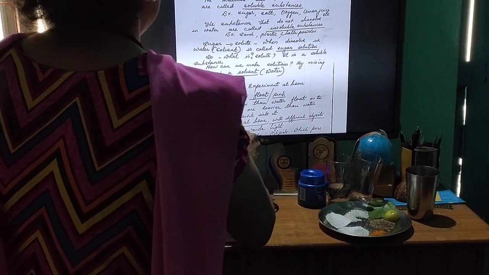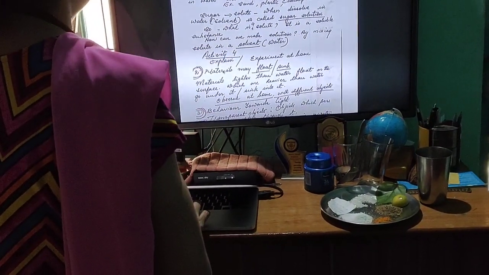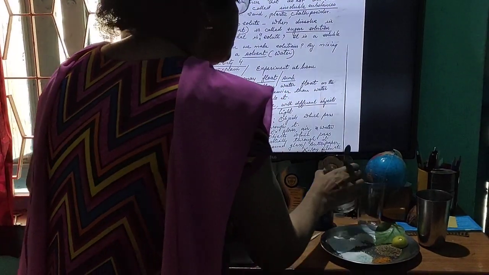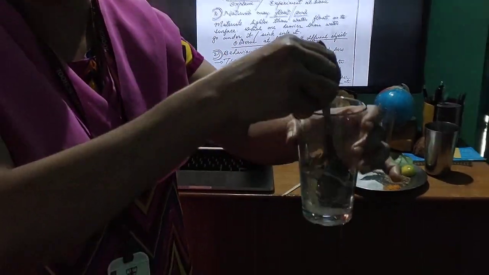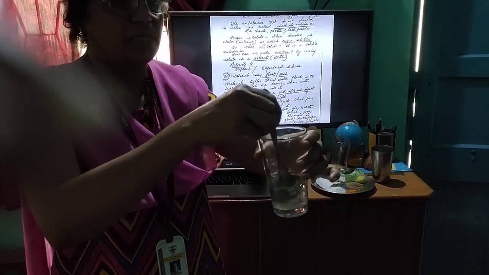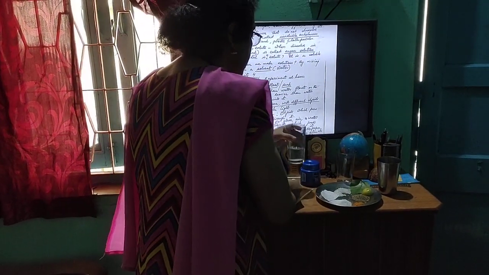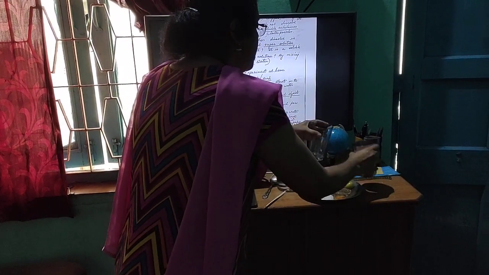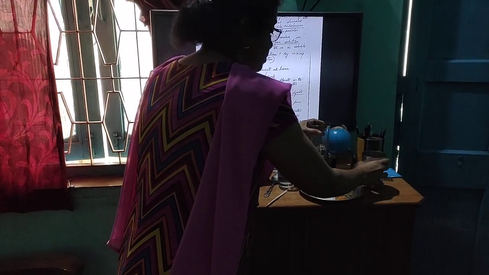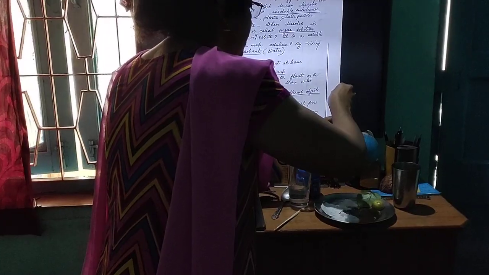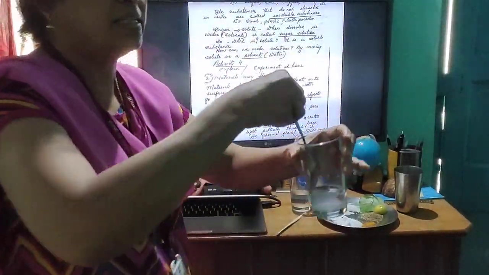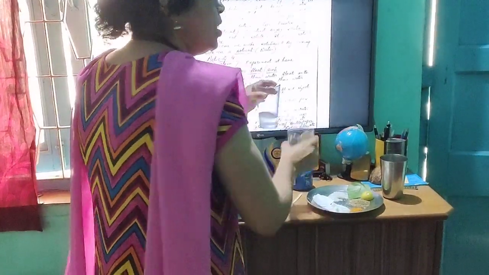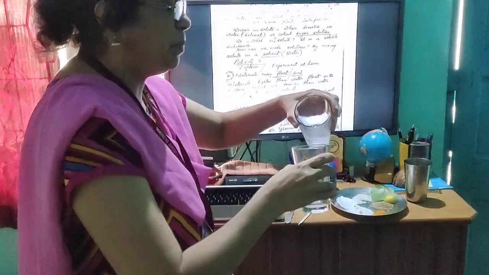Now you have an activity on page number 51. The activity is to test the solubility of certain substances. Here is sugar, which is soluble. What will happen if you add salt in water? Salt is also soluble in water. So sugar is soluble, salt is soluble.